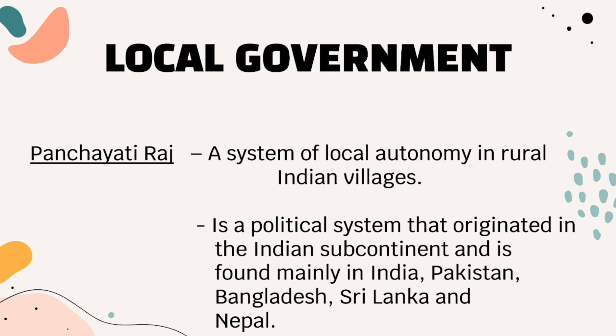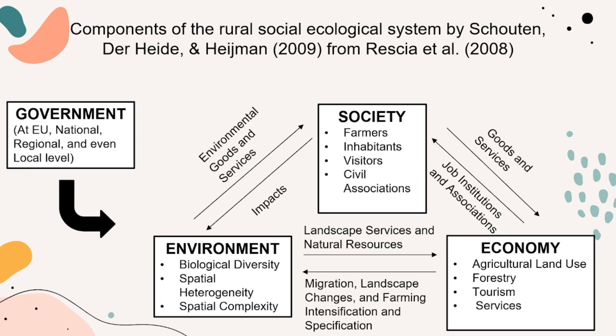So I have here an example of a local government found in India, which is the Panchayati Raj, and it is a system of local autonomy in rural Indian villages. It is also a political system that originated in the Indian subcontinent and is found mainly in India, Pakistan, Bangladesh, Sri Lanka, and Nepal. Here is the social ecological frame of reference that we have seen earlier, and we can see that there are arrows that are pointing towards each other.